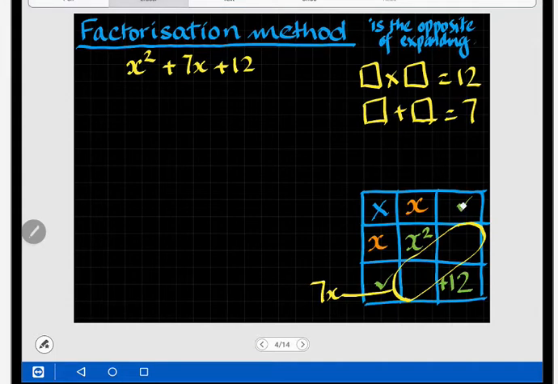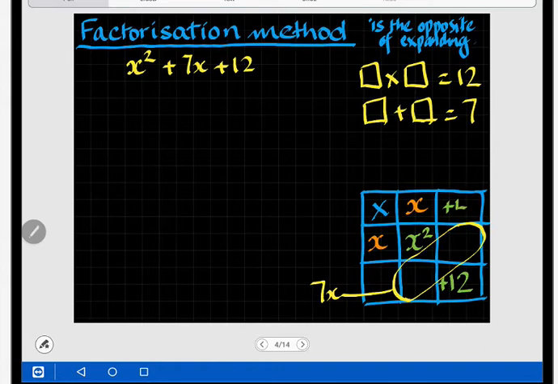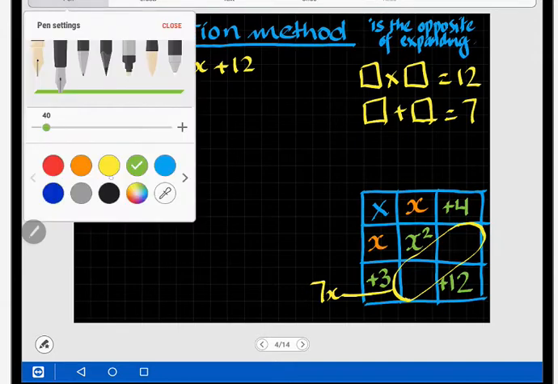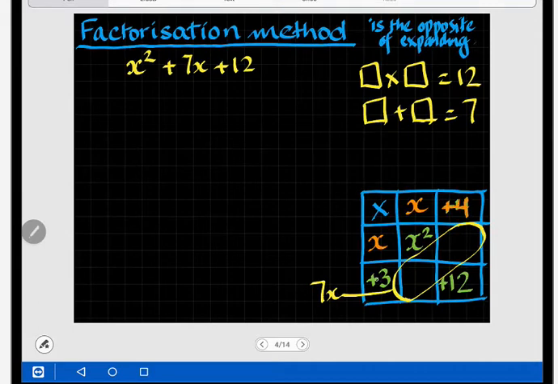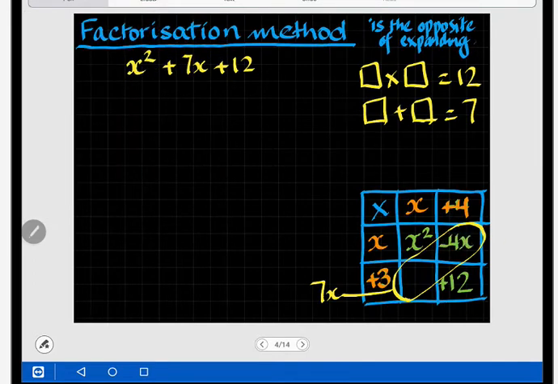So thinking about it, I come up with plus 4 and then plus 3. Let me put that in. I knew I was using the wrong color here. So I would get 4x here, positive, and positive 3x. Now my grid is fully completed. I have x plus 4 horizontally, and vertically I have x plus 3. So when I complete the grid, I have x squared, 4x, then 3x here, positive, both of them, and then I have the 12.